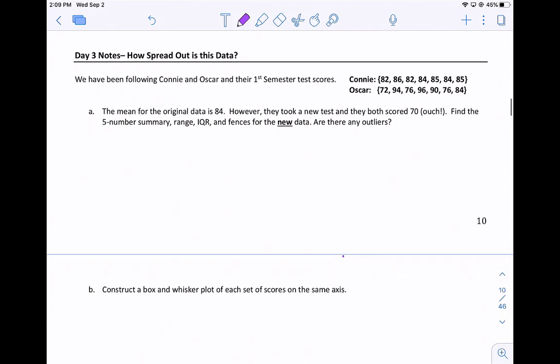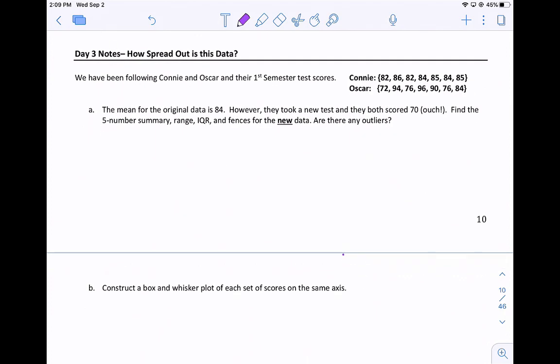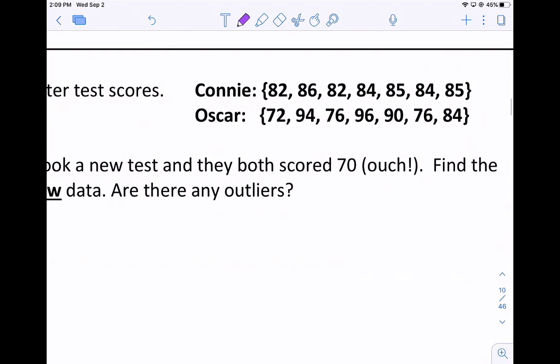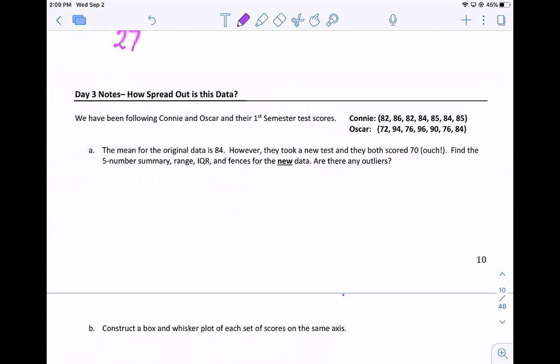Day 3, we are going to look at how spread out the data is. We've been following Connie and Oscar and their first semester test scores, so you've seen them in a few of the problems that you've been doing in your daily practice and also your notes.